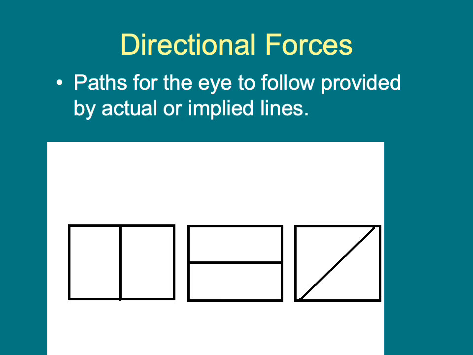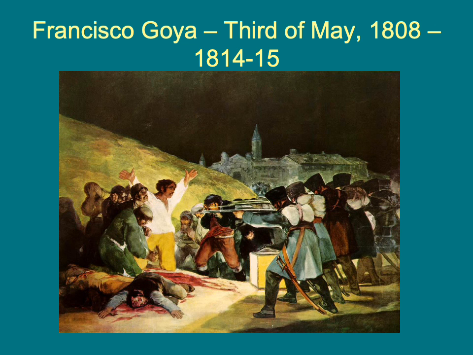As I said before, directional forces are sometimes implied lines or actual lines for our eyes to follow to take us to those points of emphasis or those focal points. And this painting by Francisco Goya is about a horrific event that happened on the 3rd of May in 1808, where French soldiers dragged Spanish civilians out of their homes and executed them in the street.